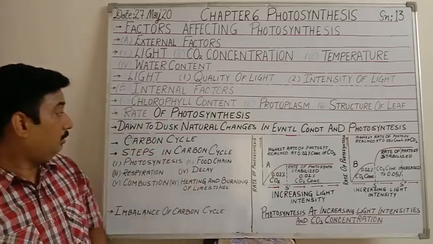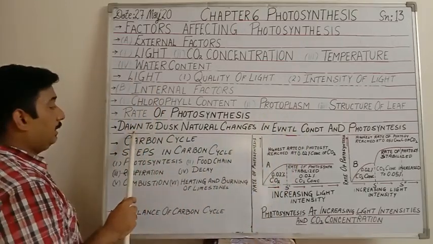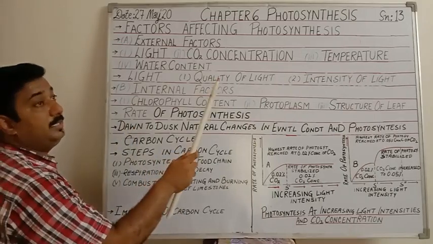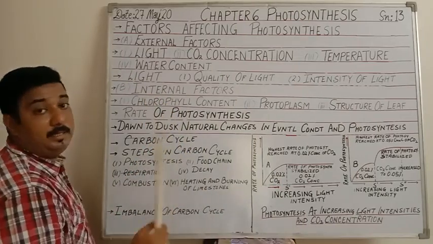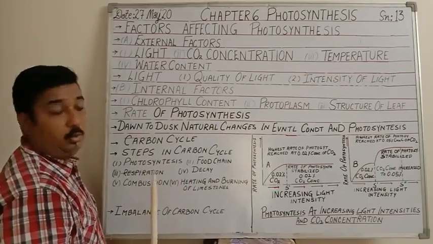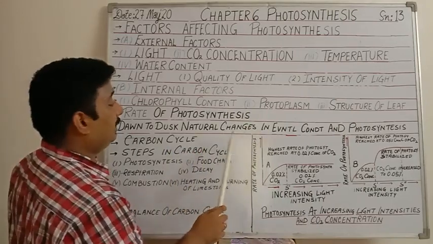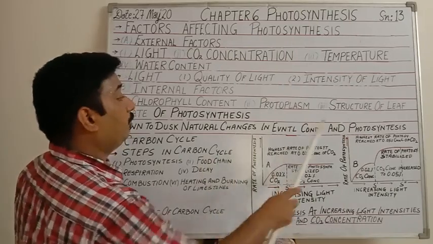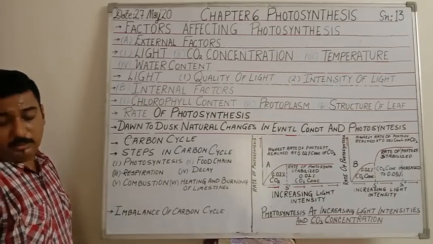So this is all about the dawn to dusk natural changes, where in the morning the intensity of light is less. As we move towards midday, it becomes the maximum, and again towards the evening it becomes less. And in the night, what happens? When there is no sun, no light, no photosynthetic activity takes place. Only respiratory activities take place in the plant. So these are the changes in environmental condition in our 24 hours, and the photosynthetic changes taking place in the plant. Let us move on to the carbon cycle.